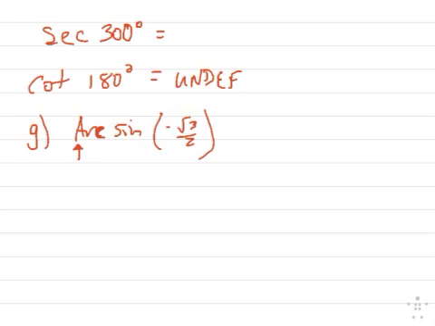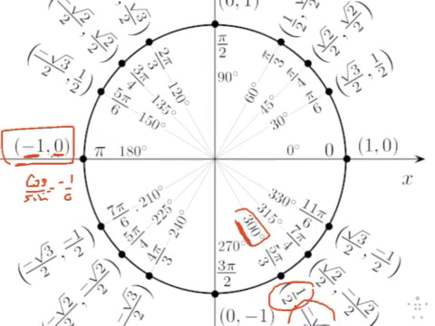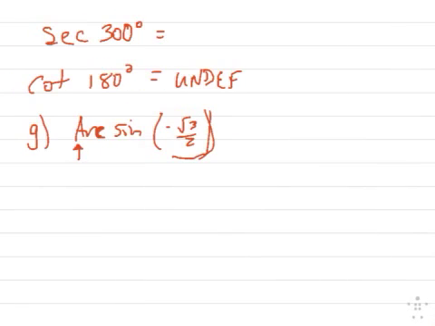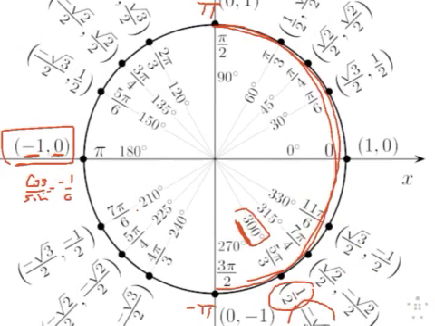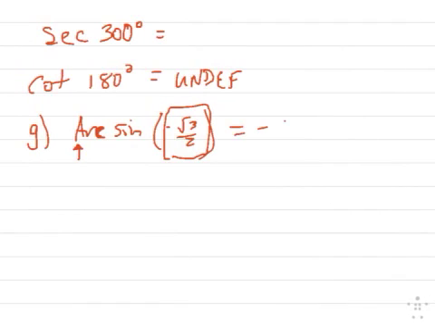So what's the arcsine of negative root 3 over 2? Remember, arcsine is defined from negative pi to positive pi, or negative 90 to positive 90. So what angle has the sine of negative root 3 over 2? The sine is the y value. So what angle? Now it's not 300, because you have to go this direction, and so it's negative 60 degrees.